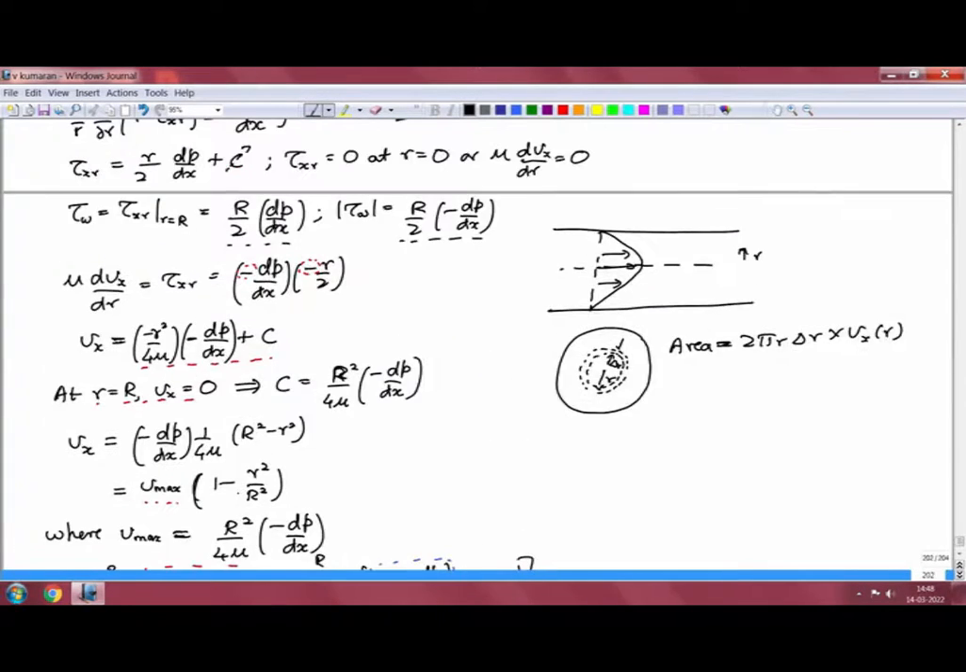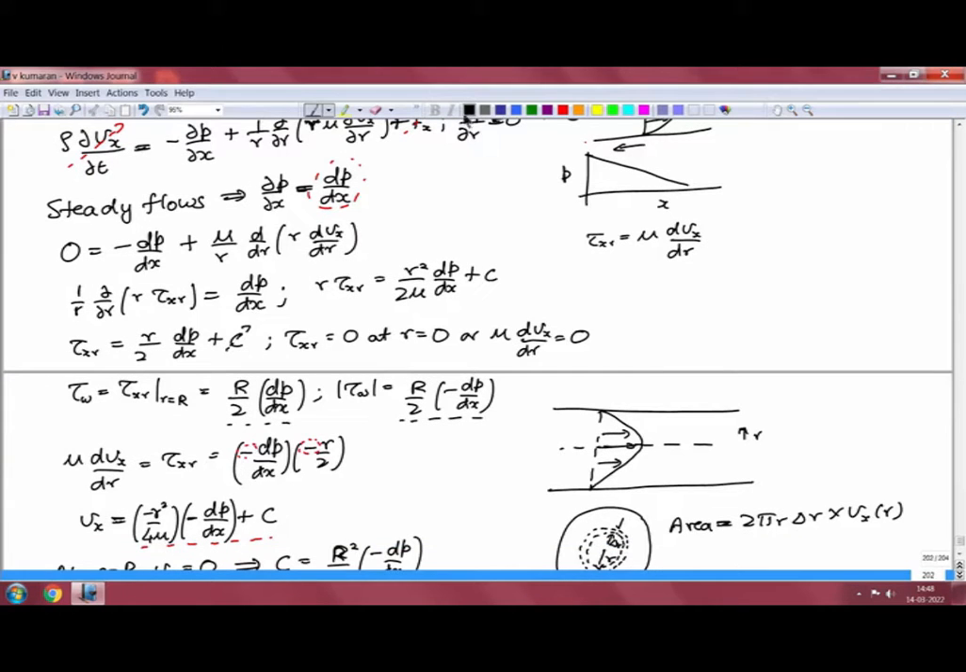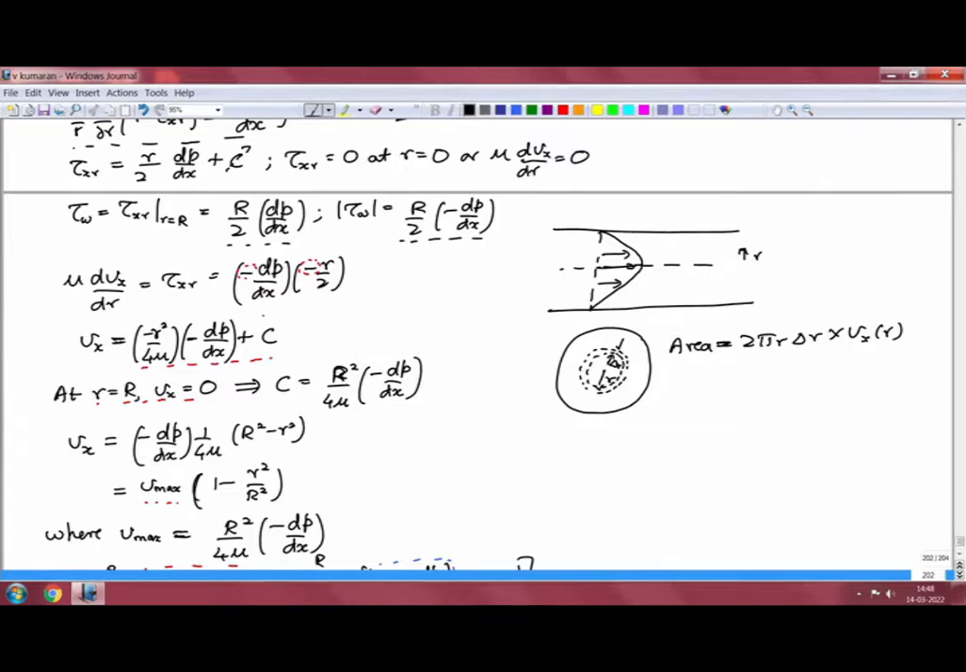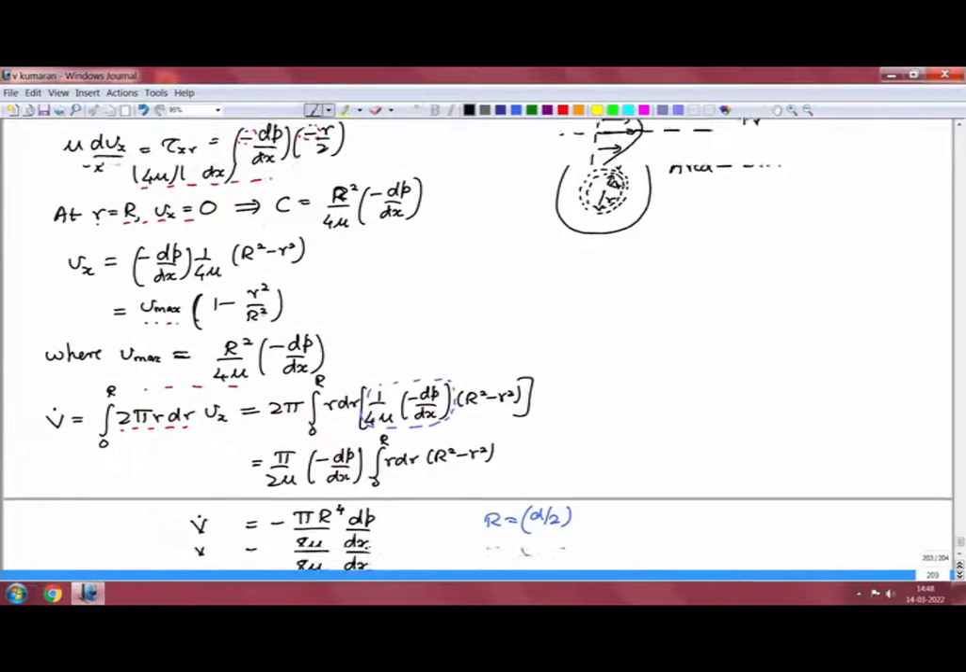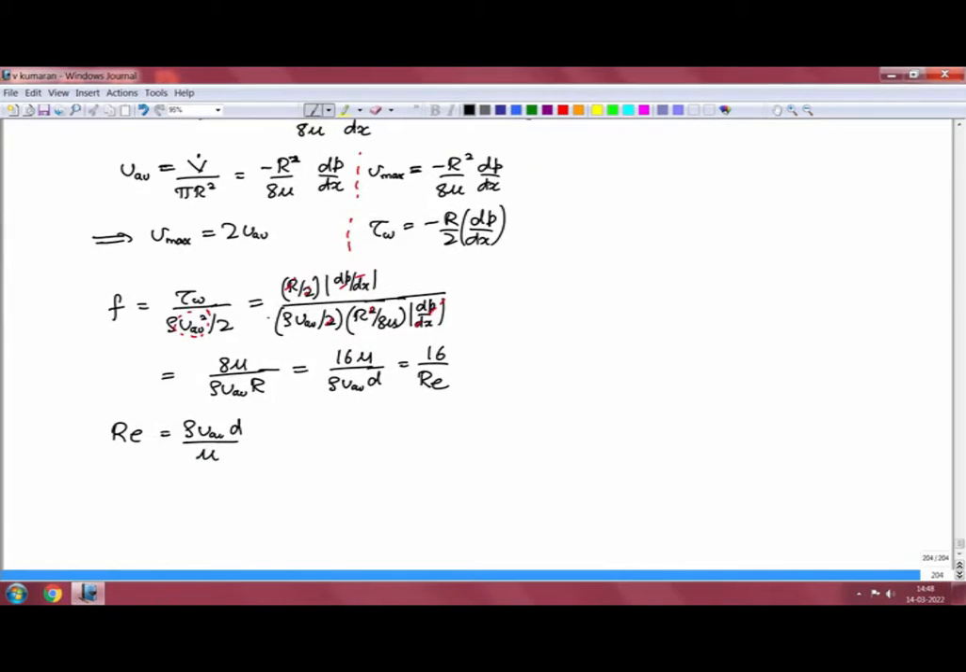This was done by just solving the momentum balance equation at steady state for the shear stress, and then the velocity profile with the zero slope condition at the center, because the velocity has to go through a maximum. And we found that the maximum velocity is 2 times the average velocity from the flow rate calculation. And then from the wall shear stress, we found out what the friction factor is. So, this is the friction factor in a pipe.